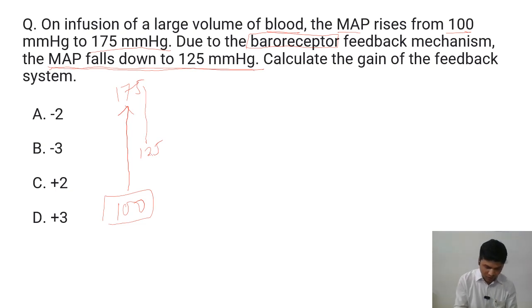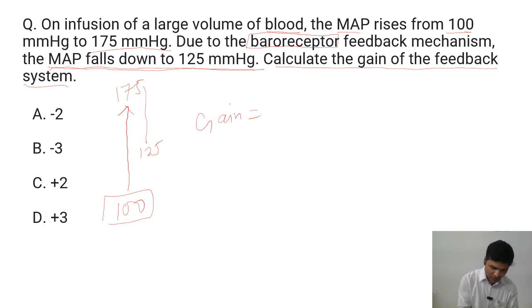Calculate the gain of the feedback system. We know blood pressure is regulated by a negative feedback mechanism. We will discuss it in detail in the full video. BP regulation is done by a negative feedback mechanism. So here we have to calculate the gain.